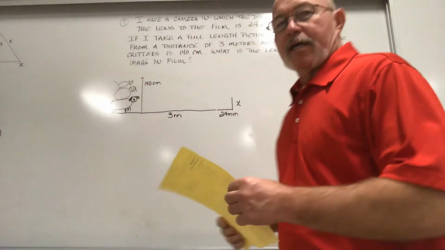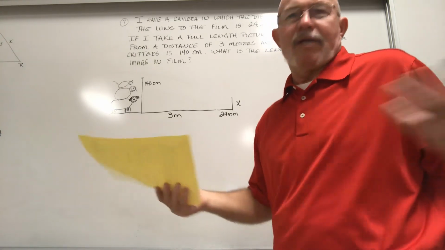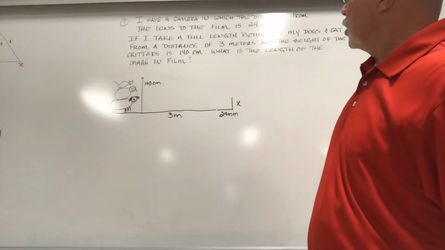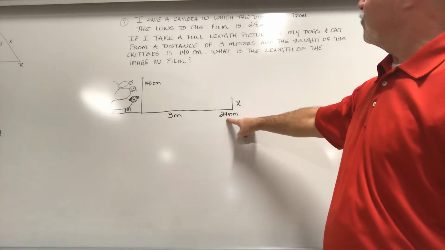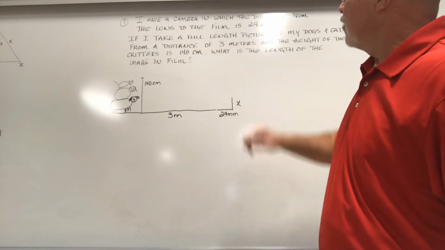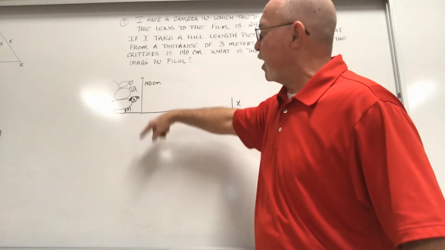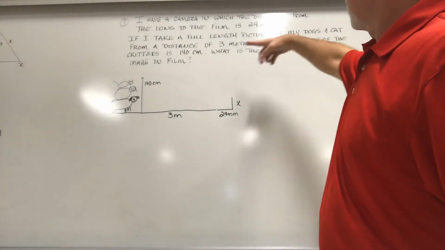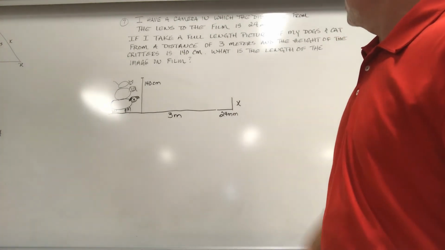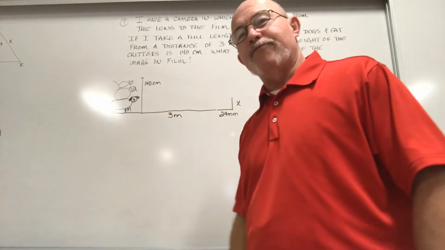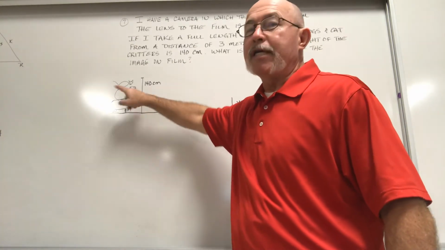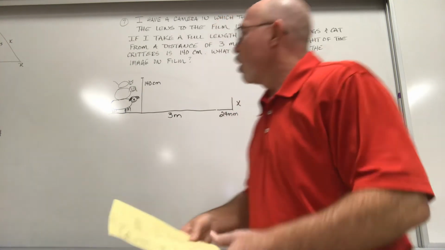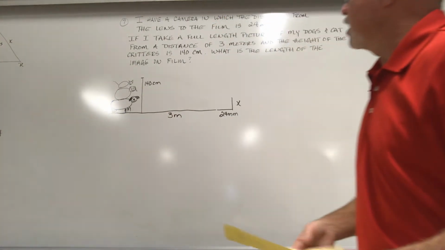I have a camera, okay? Yes, I am a camera guy. I'm worthless taking pictures, but, okay? In which the distance from the lens to the film is 24 millimeters. If I take a full-length picture of my dogs and cat, that's Stevie, that's Baby, that's Boots, from 3 meters away, and the height of the critters is 140 centimeters. Okay, she's a chunky monkey. She's kind of round. Round's a shape, so she's in shape technically. And that's 140 centimeters.